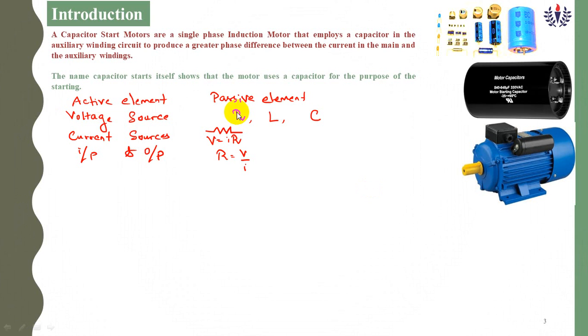The resistance is a property which opposes the flow of current. Inductance is the property... inductance symbol looks like this. It is L. If you apply the voltage, V equal to L into di by dt.